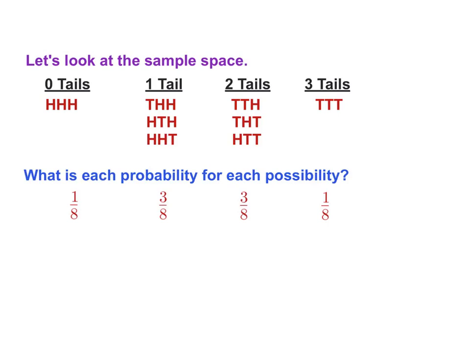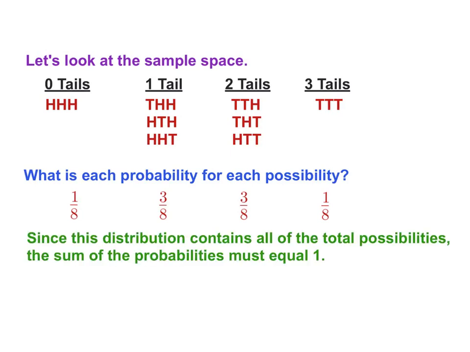A couple of things you need to keep in mind before we look at the probability distribution. First off, because this covers the entire sample space and all the possible outcomes, the sum of the probabilities has to equal 1, since it covers everything. 1/8 plus 3/8 plus 3/8 plus 1/8 does equal 1. So that's one way to tell if I'm looking at a probability distribution. All the possible probabilities will add up to 1. What else has to be true about an individual probability?